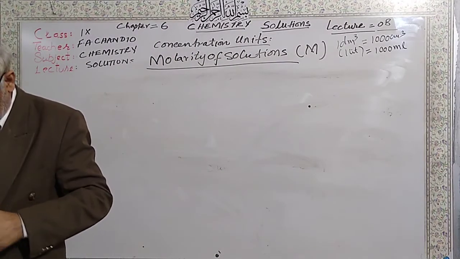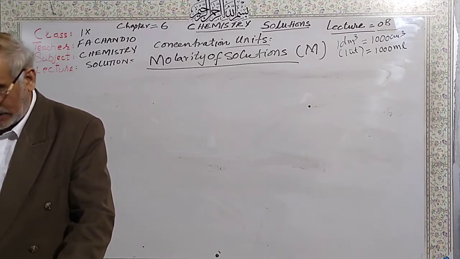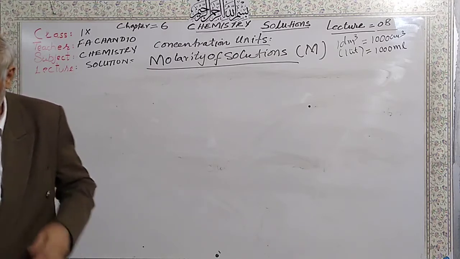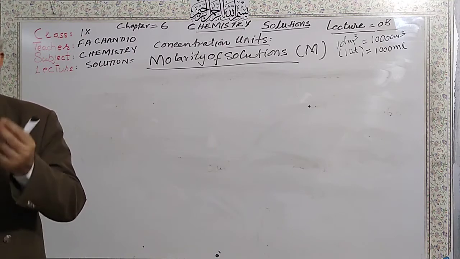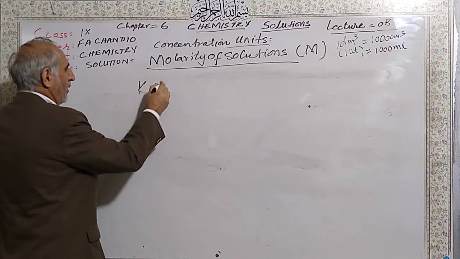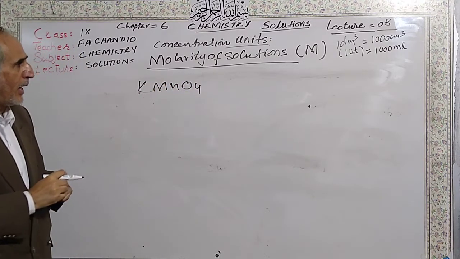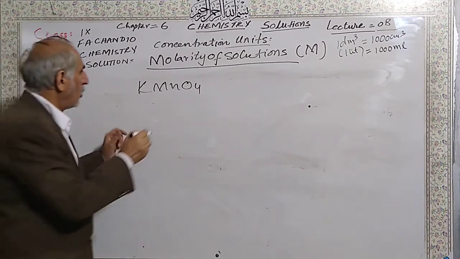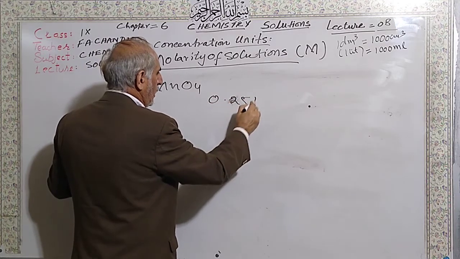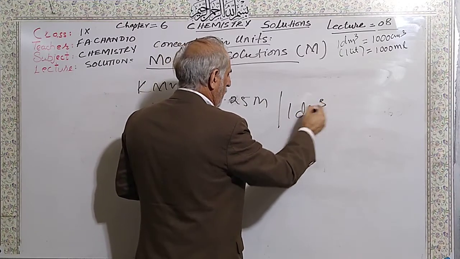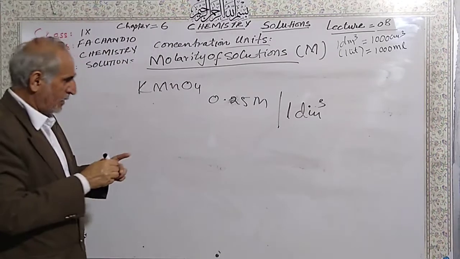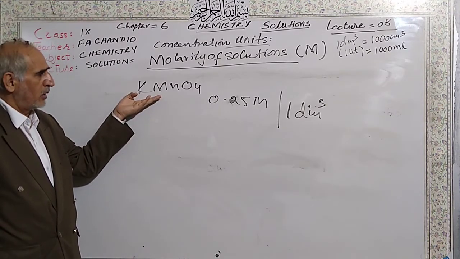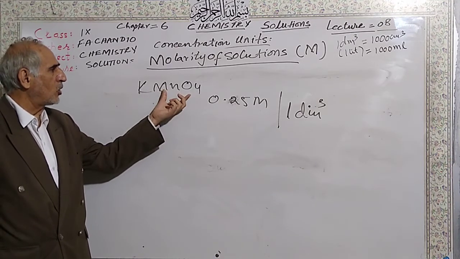Then there is example 6.2, converting the molarity of a solution to concentration in grams per decimeter cube. Potassium permanganate strength. In the laboratory, how do I prepare a 0.25 molar solution in 1 decimeter cube of solution? This is very important. If the examiner asks you how you prepare this solution in the laboratory, starting from solid potassium permanganate, first of all you have to calculate its molar mass.